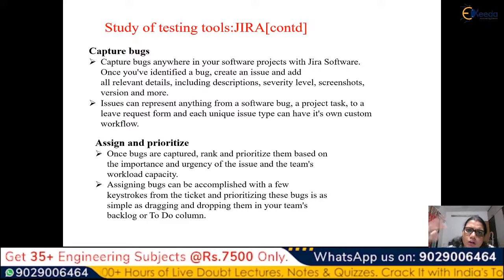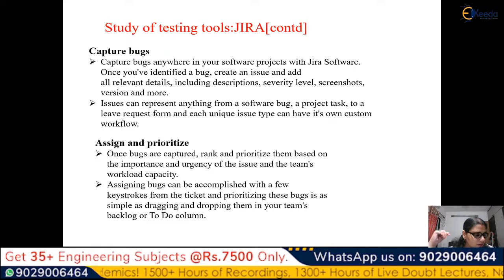I mean, it's all automated, nothing manual. We have to do this as a software tester. We have lots of work to do, so we don't have to do all this custom workflow. Then assign and prioritize: whom to assign this to and why, because there is an urgency for this issue to be resolved, and the team's workload capacity. So what happens is assigning those bugs with a few keystrokes from the ticket.